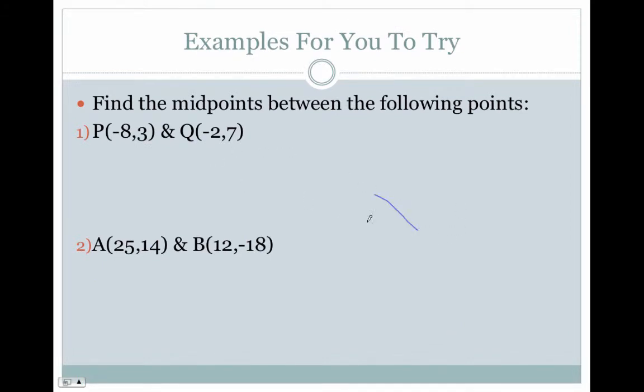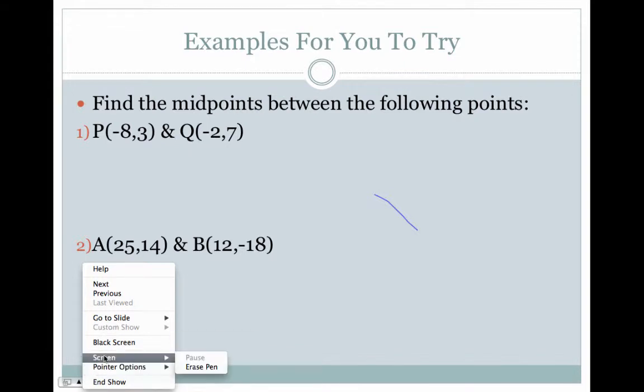On this one, I would like you, whoopsie, sorry. I'd like you to try this. Let's see, how do I erase pen? Here we go.